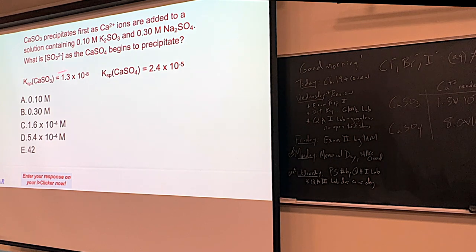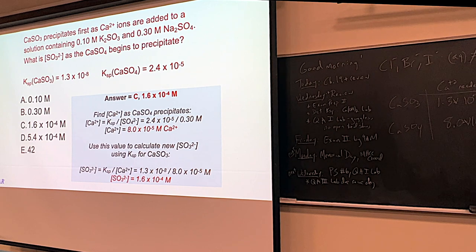So we're going to take this number, 1.3 times 10 to the minus 8th, and divide it by 8.0 times 10 to the minus 5. It's like Ksp equals calcium times sulfite, and we're going to solve for sulfite. When you do that, you get 1.6 times 10 to the minus 4th. All right, so again, this is the calcium ion concentration from before, and we're using it down here, but we're using it in the Ksp for the calcium sulfite, 1.3 times 10 to the minus 8.